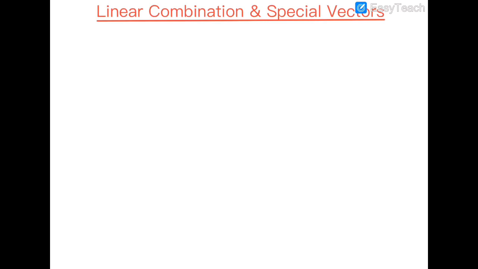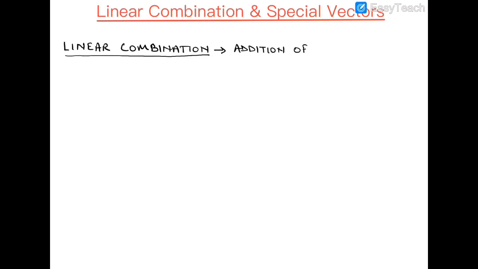Hello guys, today we will be learning about linear combination and special vectors. So linear combination is the addition of scalar multiples of vectors, or when vectors are multiplied by the same scalar or different scalars and then added together, then it is a linear combination of those vectors.